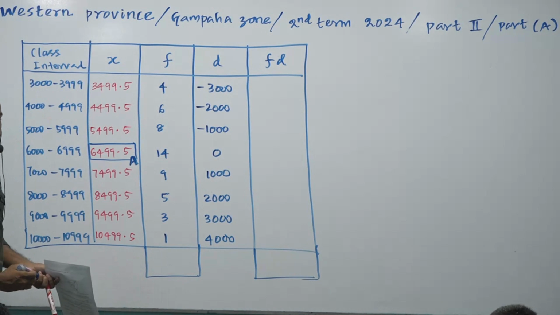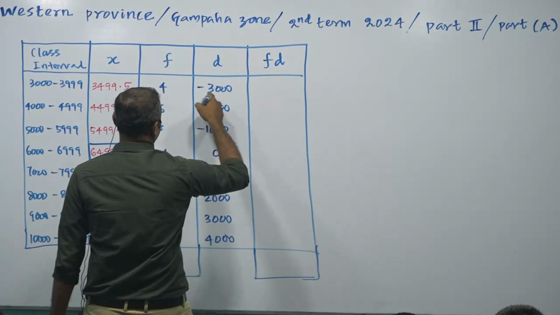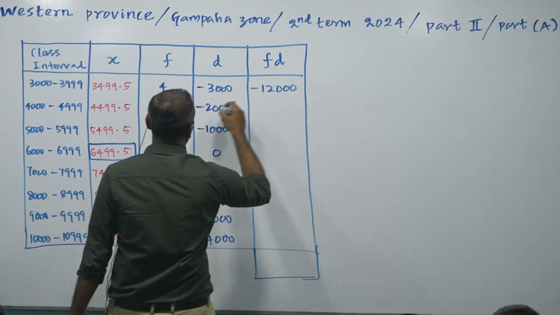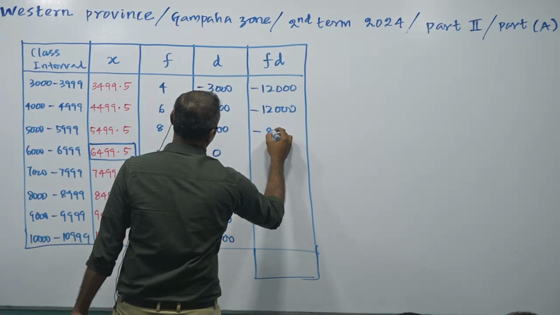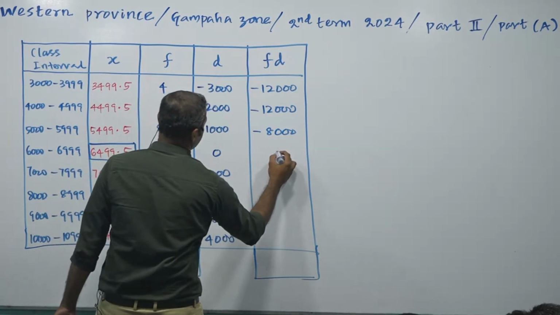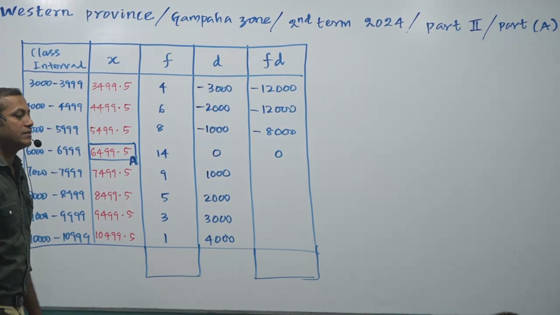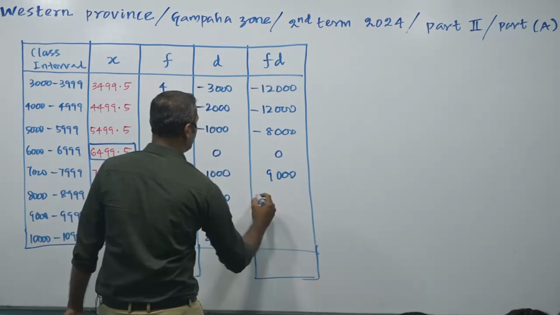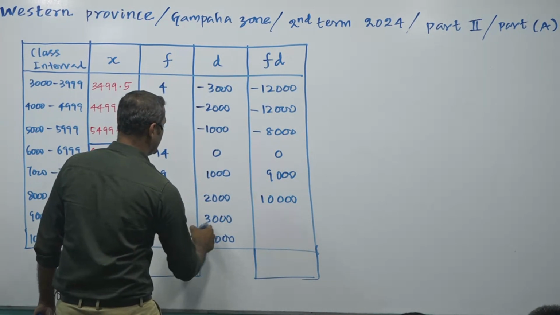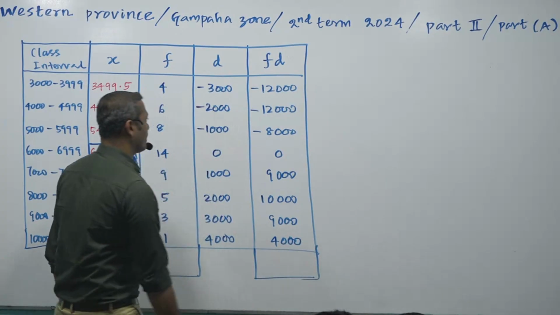Okay. Now multiply f into d, fd, right? Multiply f and d. Minus 12,000, minus 12,000, minus 8,000. 14 into 0, 0. 9 into 1000, 9,000. 5 into 2,000, 10,000. 3 into 3,000, 9,000. 1 into 4,000, 4,000. Okay.